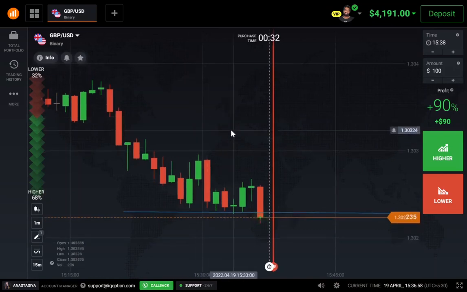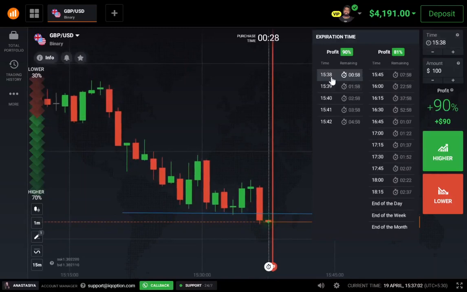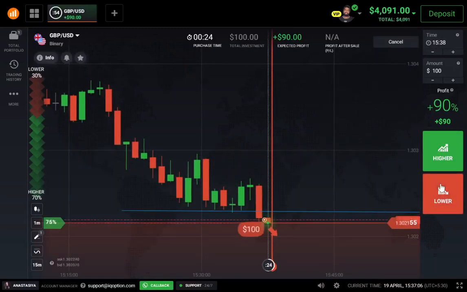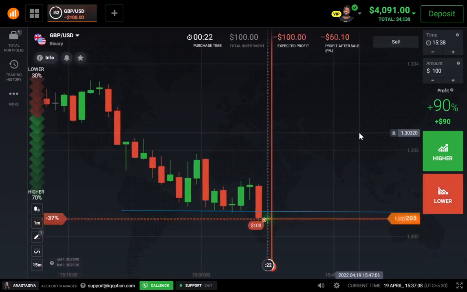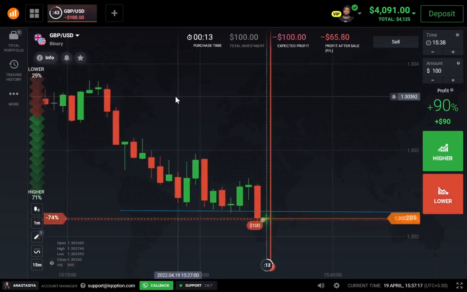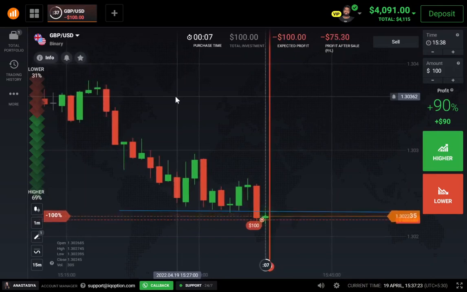Okay, here we have a wonderful trading opportunity. So let's place a put option with a 1 minute expiration time. Okay. So now we have a put option in GBP USD. This trade we have placed because the price has broken the support. So we have drawn this blue line as a support.